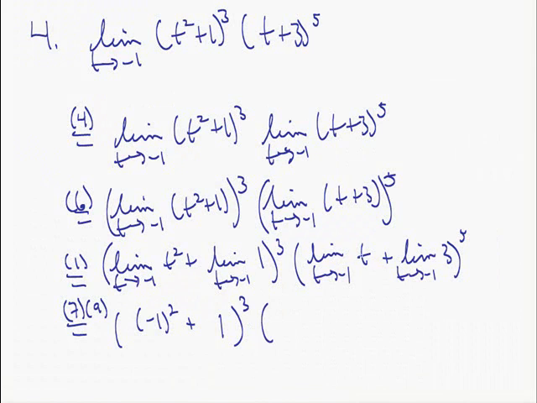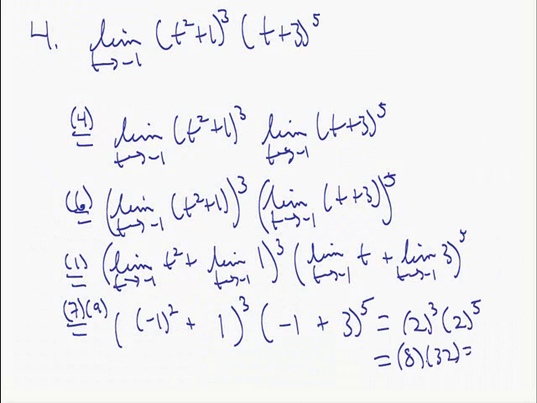Well, this is the power rule where n is equal to 1, so we can just replace t with -1 here, plus the constant rule number 7 says the limit of a constant as t approaches a value a is just going to be that constant. So we'll have all that to the 5th power. And now just evaluating these here, we have negative 1 squared, that's 1 plus 1, that's 2 cubed, times negative 1 plus 3, that's 2 to the 5th. And so let's see, 2 to the 3rd is 8, 2 to the 5th is 32. We get a final answer then of 256. So just familiarizing yourself with those limit laws, that's a good problem to do right there.